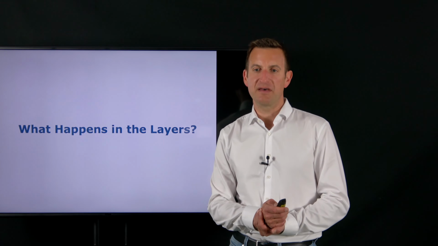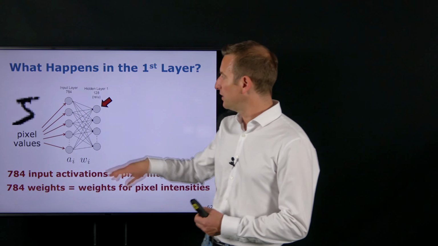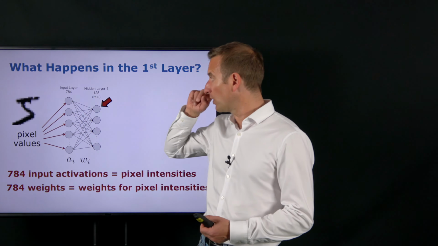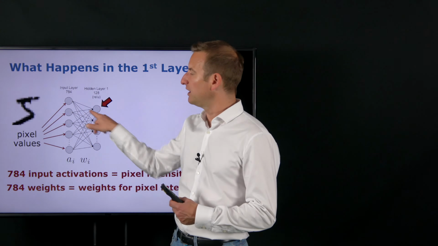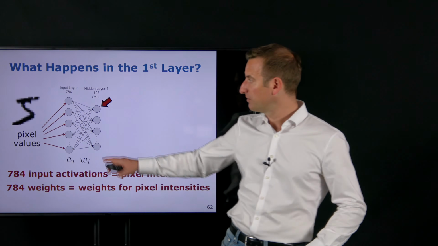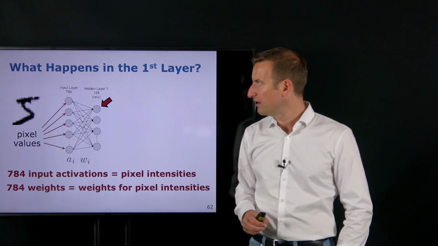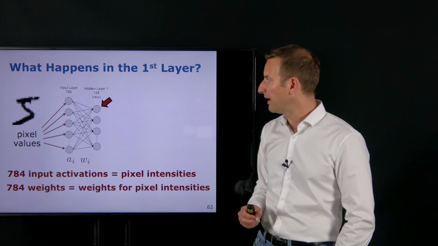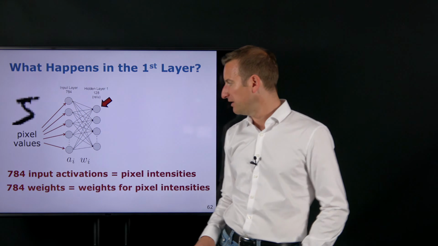Okay, so what happens in those layers? Let's inspect what those layers are doing. We are here in our first hidden layer, which has our 128 different neurons, and they get an input from all 784 inputs. This means the weight matrix here is a 784 by 128 matrix; that many different weights are stored in here.